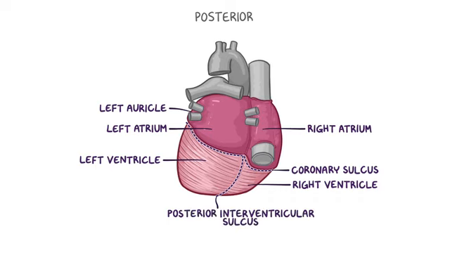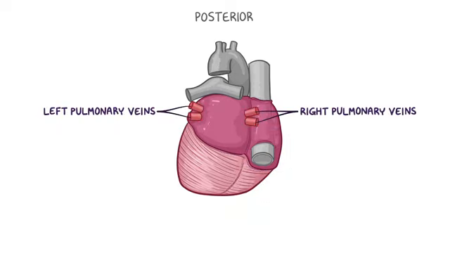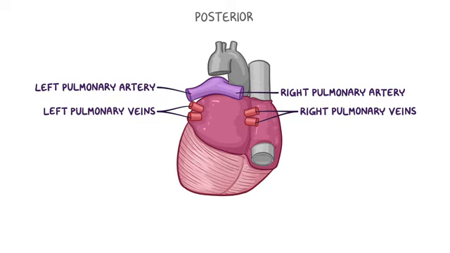In the upper portion, above the coronary sulcus, there are the great vessels. The left and right pulmonary veins, which bring oxygenated blood into the left atrium, and the left and right pulmonary arteries, which emerge from the pulmonary trunk and bring deoxygenated blood to the lungs above them, the aortic arch, and the superior and inferior vena cava.